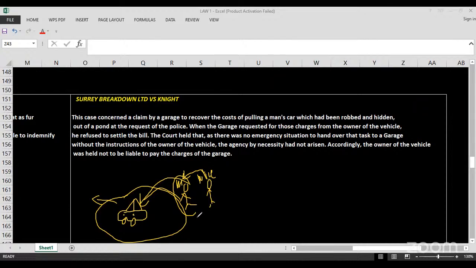So here the court is saying that even without the instruction of the owner we can sometimes act, but here we didn't ask the owner, shall I take it or not? The owner didn't instruct the garage to take the car out. Only the police told him. And also, there is no agency created here because of necessity. Therefore, the owner is not liable to pay the charges to this garage person. That's about this one.